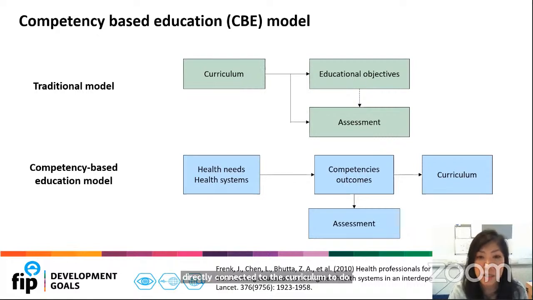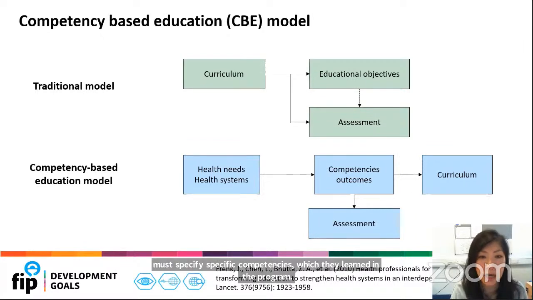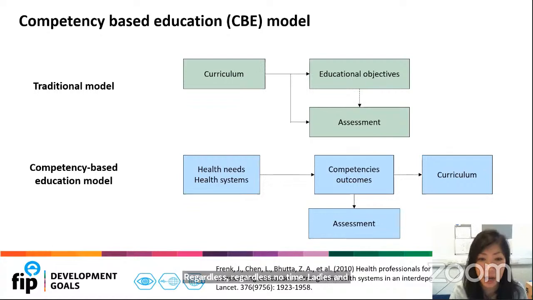So the assessment in the CBE model is to evaluate if students master specific competencies which they learned in the program, regardless of time, place, and their paces ideally. Therefore, competency-based education, CBE, is thought to be a constructivist educational philosophy, requiring that educators personalize the learning opportunities for the learners in order to meet the needs of a group of diverse learners.